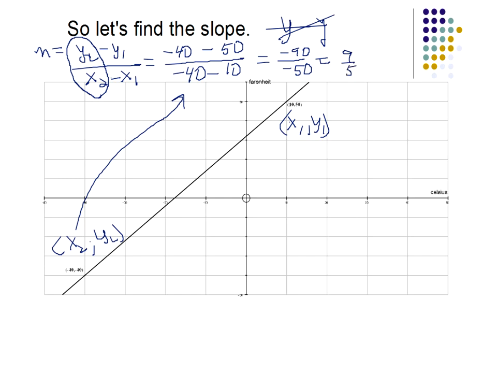What this tells me, by the way, is that an increase in 5 degrees Celsius results in an increase in 9 degrees Fahrenheit. So there's my slope. So right now my equation looks like this: y equals 9 over 5 x plus b. Now x and y might not be as useful as maybe F for Fahrenheit and C for degrees Celsius.